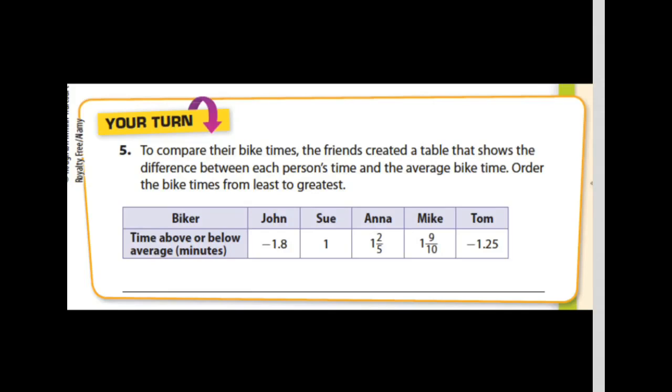Some of them are already decimals, like John's. Sue's, I can write below that: if it's 1, I know that's the same thing as 1 and 0 tenths. 1 and 2 fifths, I can always take 2 fifths and change it from a fraction to a decimal by dividing. First number in, second number out.